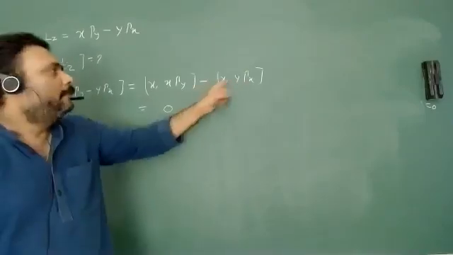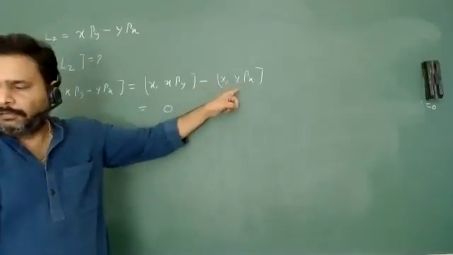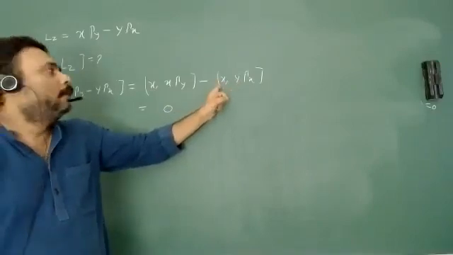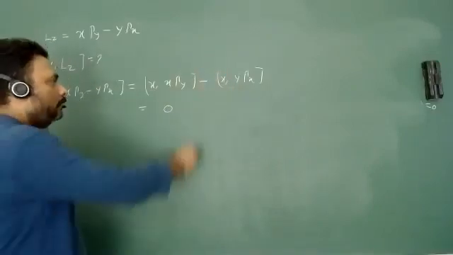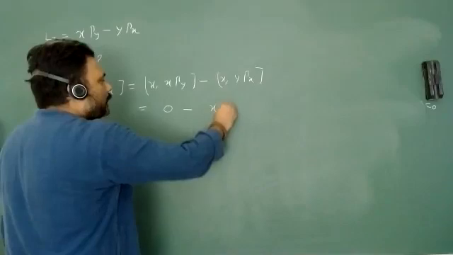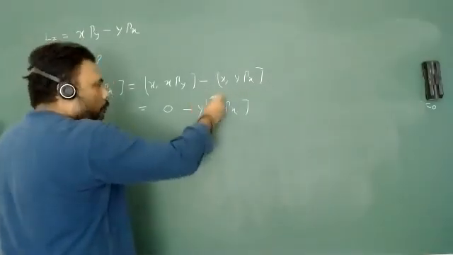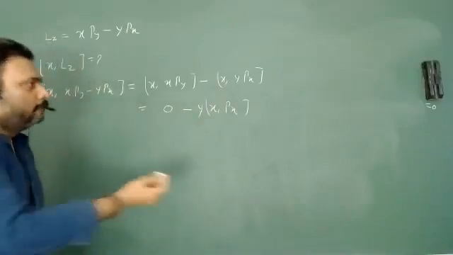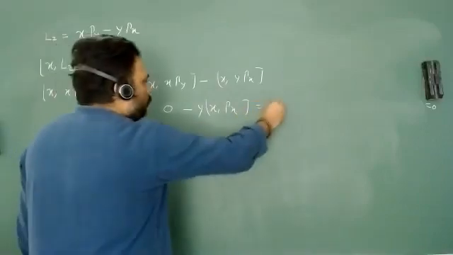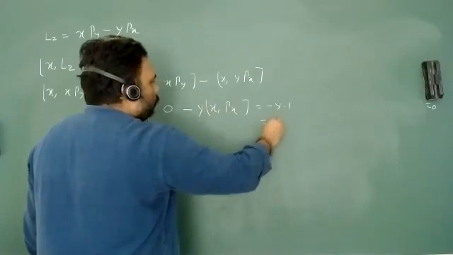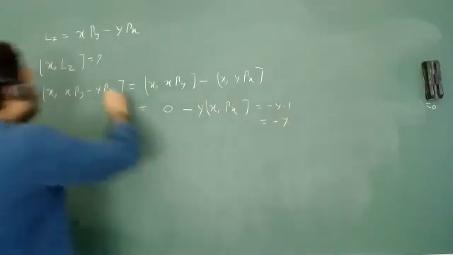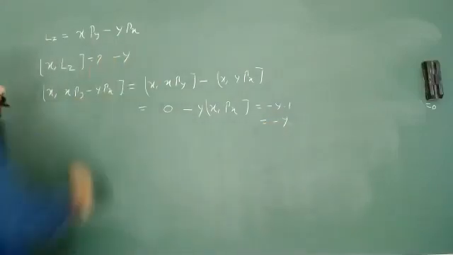Which term is going to survive here? x and y is going to be 0. Which term is going to survive? Only x and px is going to survive. So this will be x and px, and I can write y here. What will be x, px? That will be 1. So this will be minus y into 1. So this value is equal to minus y.